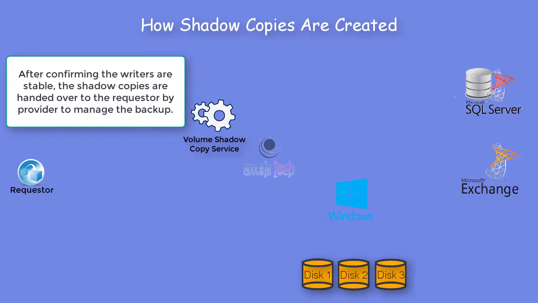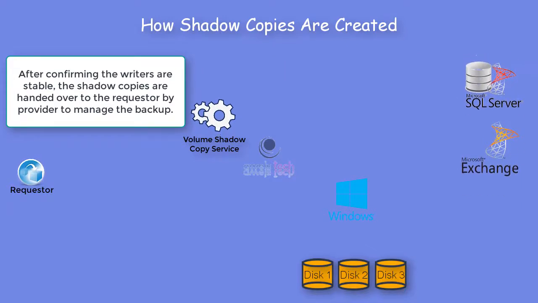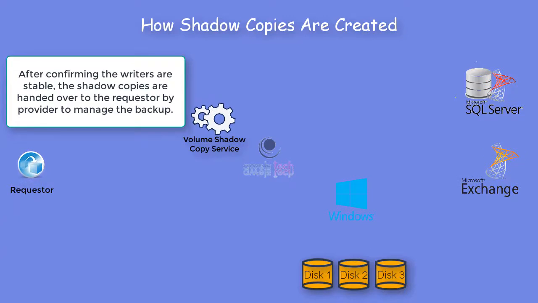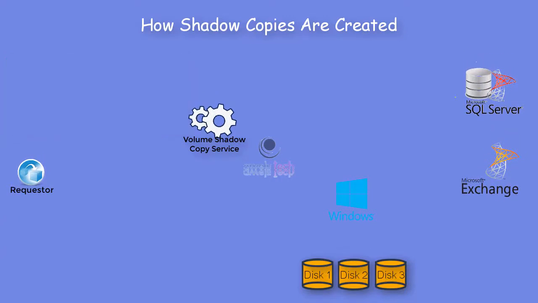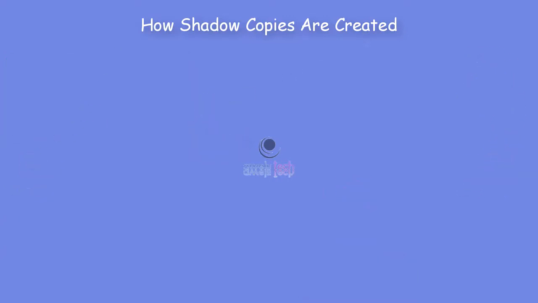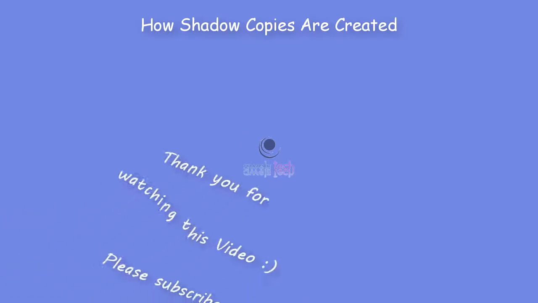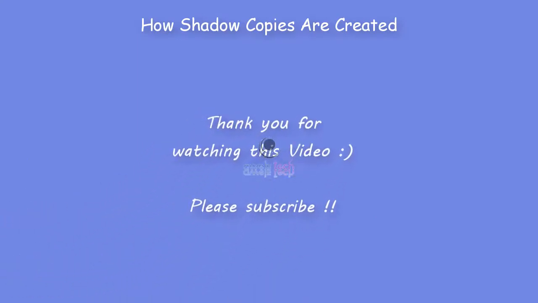Once confirming that they were stable, the shadow copies are handed over by the provider to the requester to manage the backups. And this is how the data is backed up in Windows using VSS.